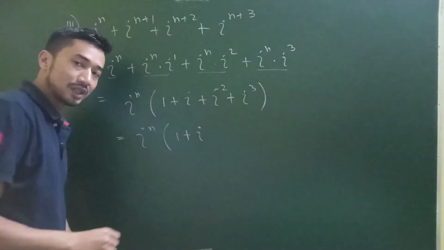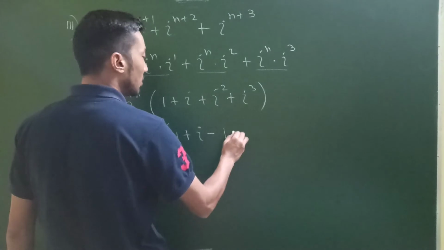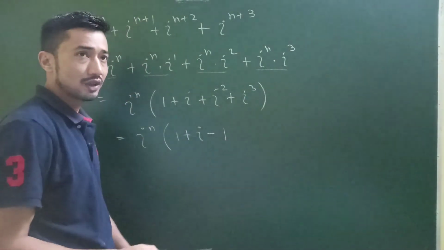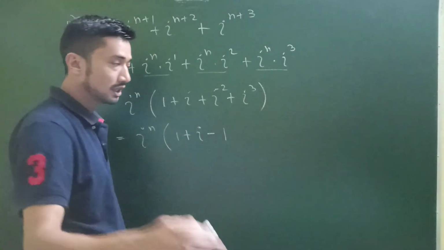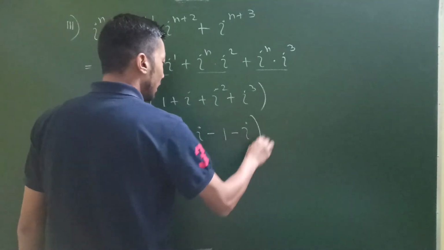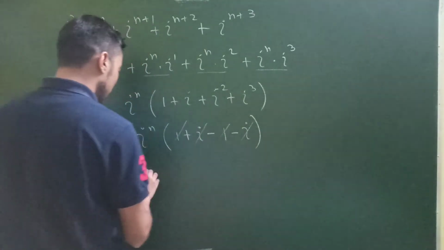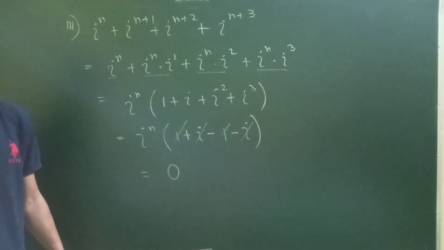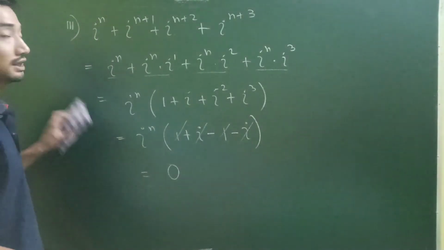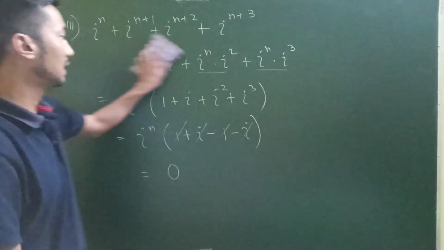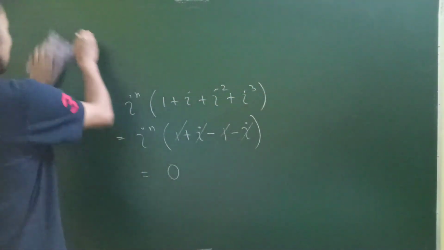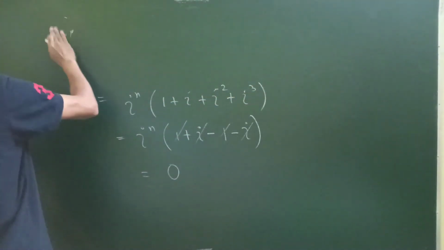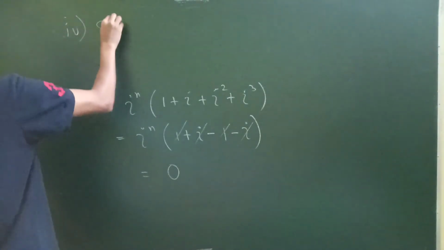So that is i^n times (1 + i + i^2 + i^3). What was the value of i squared? It was minus 1. And i cubed, what was the value of i cubed? If you have written down the notes, you will see there that was minus i. So 1 + i - 1 - i, so this is simply nothing but 0. Alright? Written? Okay, I'm rubbing it off. Another question. So this will be good practice for all of you.